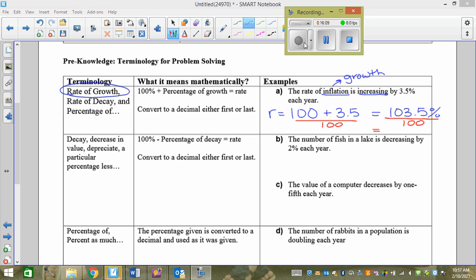And then that gives us what? 1.035. Which moves the decimal place 2 to the left, right? When you divide by 10, it moves it 1 to the left. Divide by 100, 2 to the left.